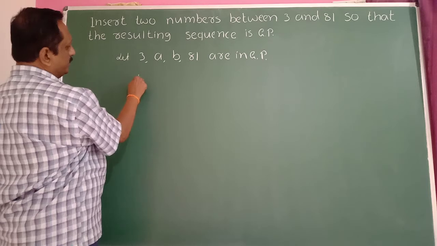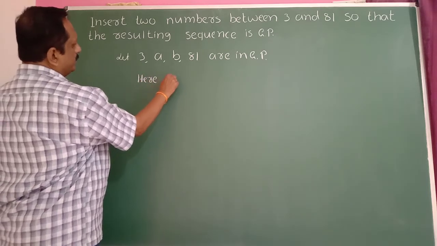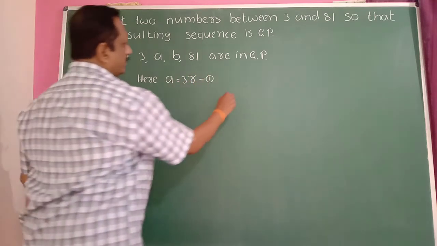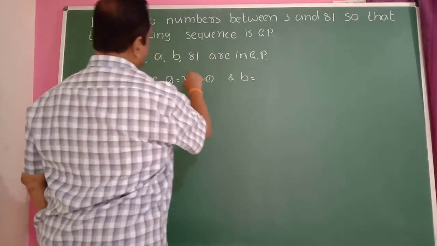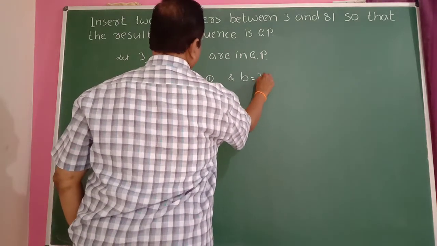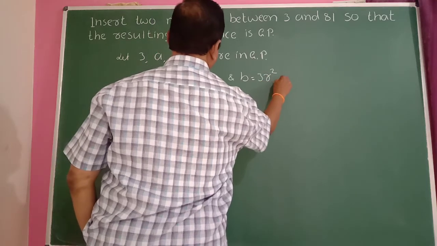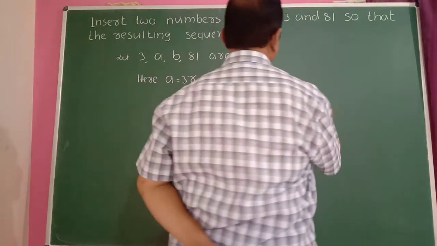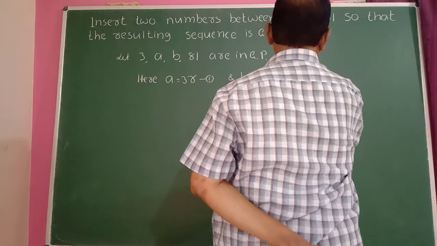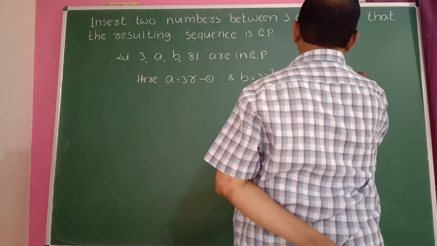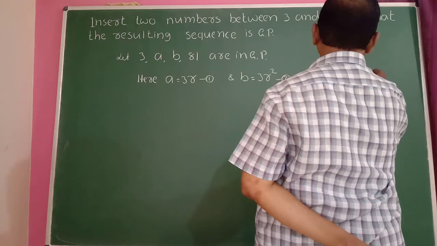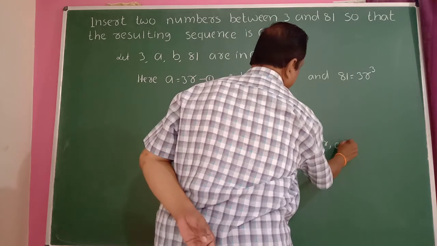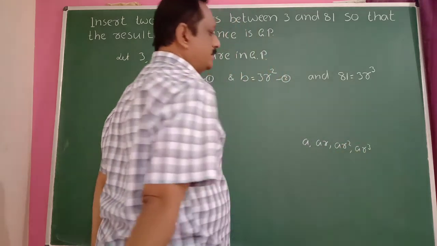Therefore, a is equal to here, a is equal to 3 into r. Take equation number 1 here. And b is equal to 3r square. 3r square. Take this one as equation number 2. Then 81 is equal to 3r cube here. Therefore, 81 is equal to 3 into r cube. Okay, because you know a, ar, ar square, ar cube, these are the numbers in the GP.